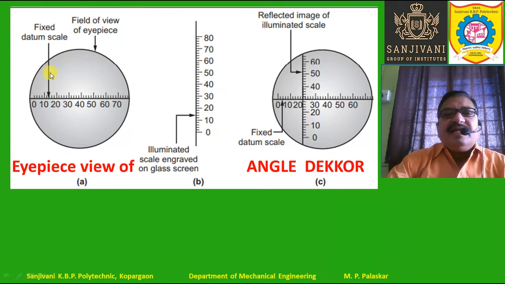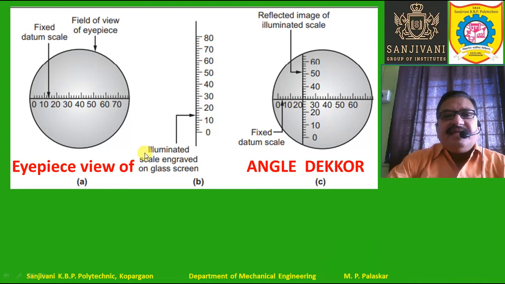So these two scales are seen like this. This is nothing but the eyepiece view of the angle Decker. So this is the field of view of the eyepiece, and here we can see the fixed datum scale, that is the horizontal scale, which can always be seen through the eyepiece of the microscope.